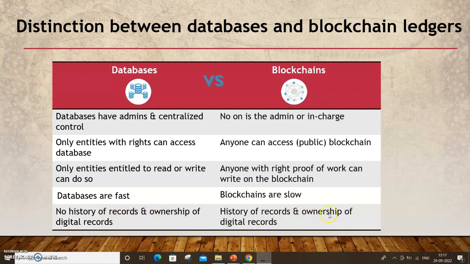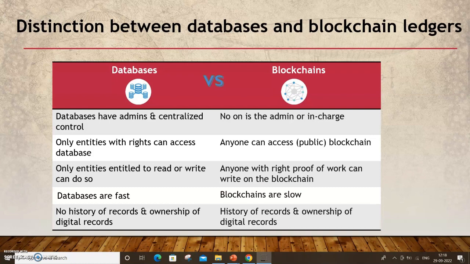History of record and ownership of digital records are always available. In the case of blockchain, by default you cannot delete it. Of course, malpractice is possible, but the rules and regulations, and more importantly the governance and the corporate structure, make it difficult to even manipulate the transactions. So that's about database and blockchain.